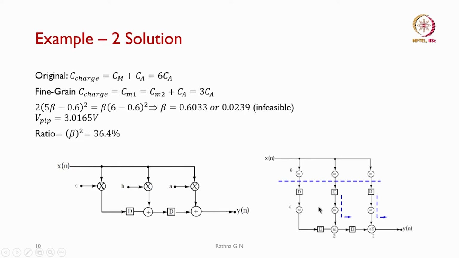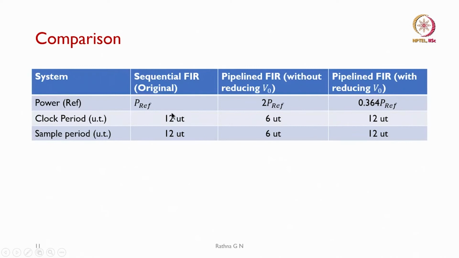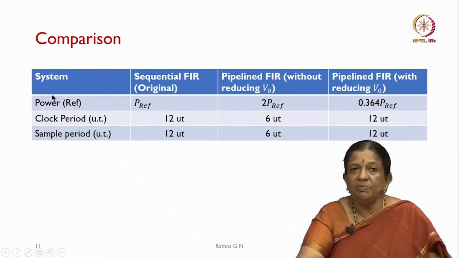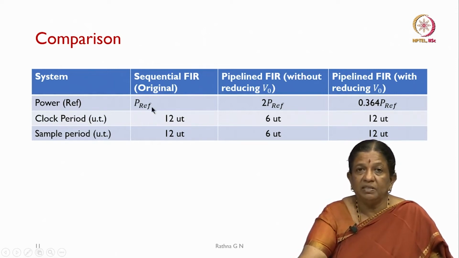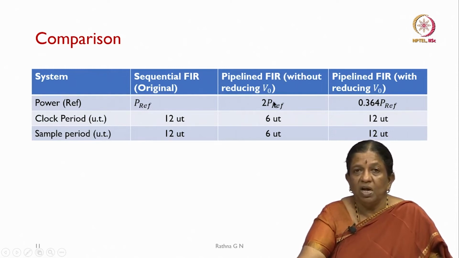So, as you can see in this case, when we do the comparison, the power of the sequential FIR original is the reference, and for the pipeline FIR without reducing the V naught, I will be getting 2 times the original output.